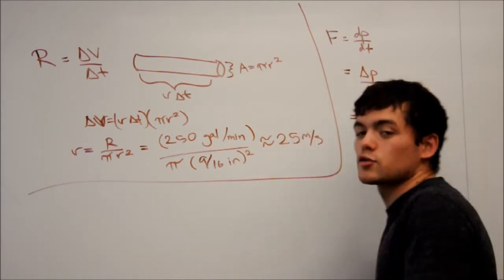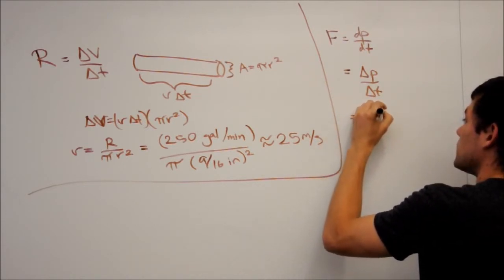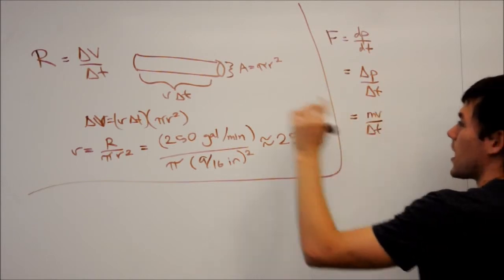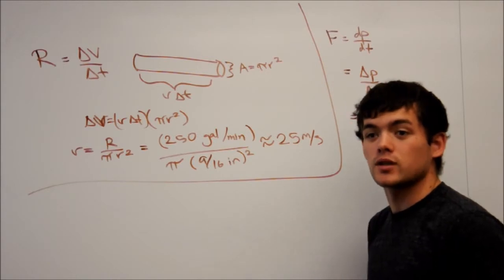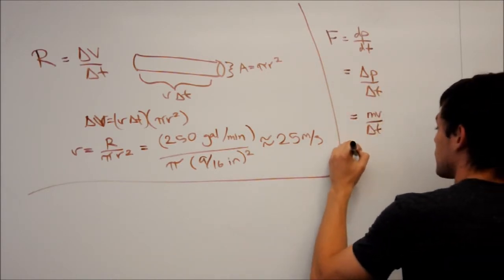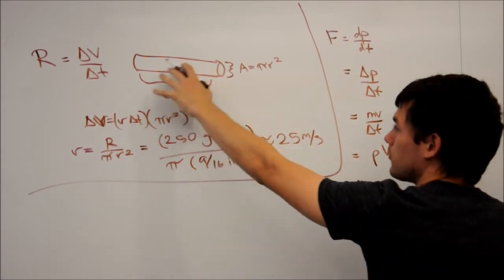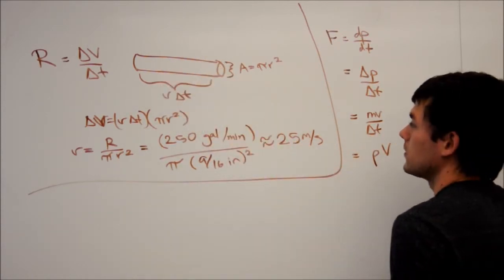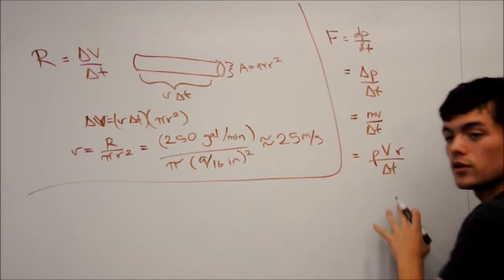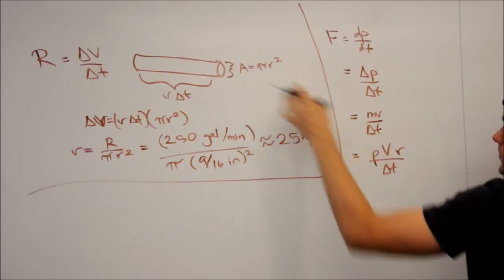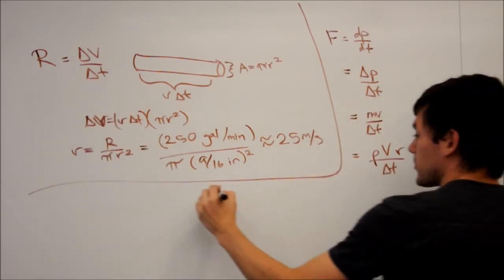So remember, momentum is just mass times velocity, so this gives us mv over delta T, where this is mv for this entire tube, which we're treating as one object, and m is just going to be rho times V. So that's going to be rho times big V, which is the volume of that entire tube, times v over delta T. And notice here we have V, the volume of that tube, divided by delta T, and that is just the rate of flow R from back there.